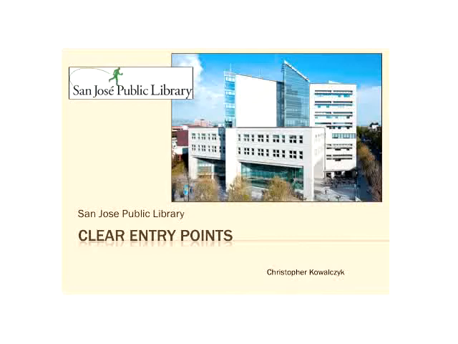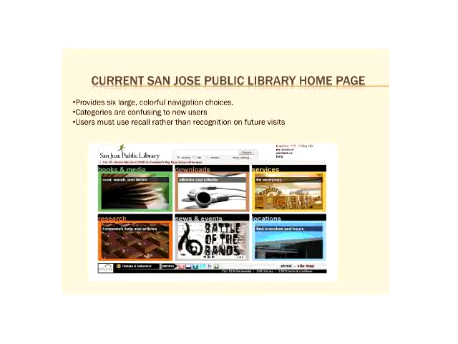Okay, there it is. We're going to take a look at a paper prototyping session done for San Jose Public Library on clear entry points. This first one here, you can see the current design that San Jose uses for their homepage. They've got these six rather large boxes that show all the different things that you can do on their website. You can go this way, you can go this way.